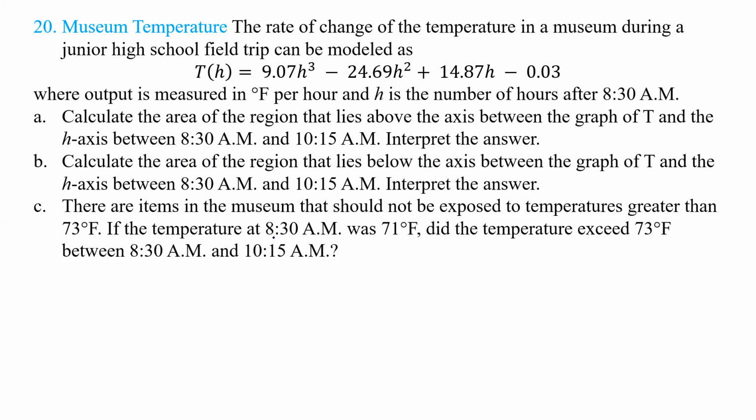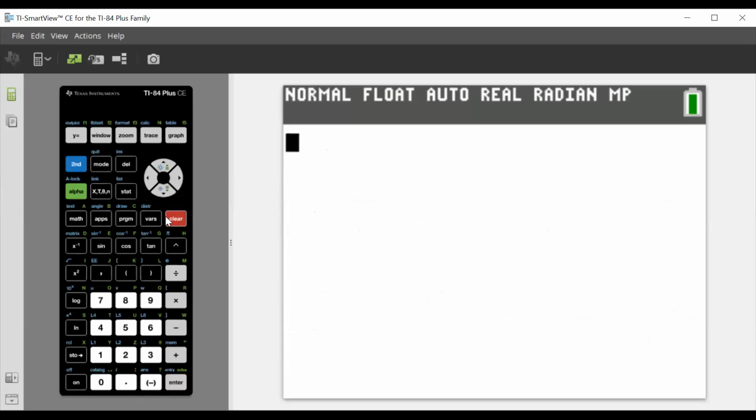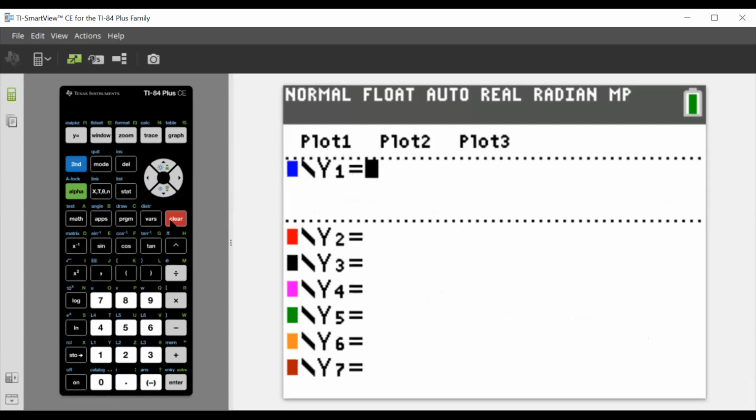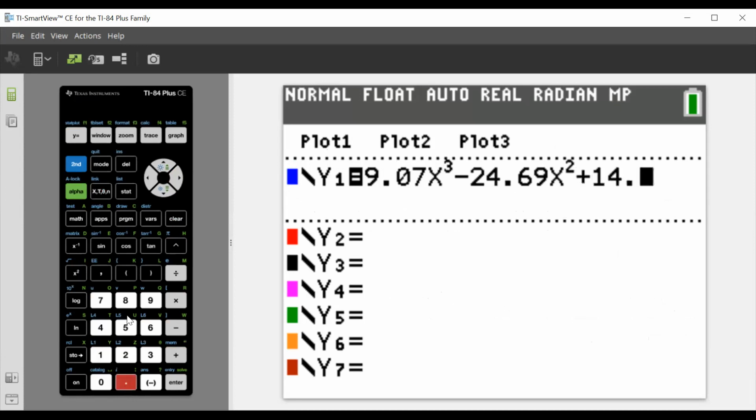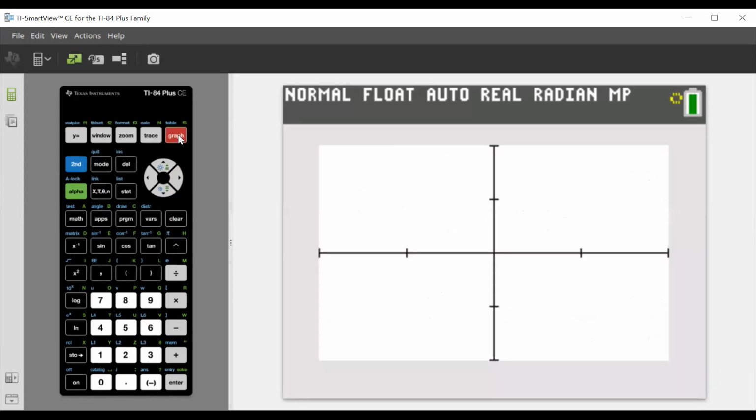All right, so what all do we need to do? Well, we need to probably graph this and see what it looks like. So let's go do that first. And we'll use our calculator, clear that out. And so it was 9.07 x to the third, and then minus 24.69 x squared plus 14.87 x minus 0.03. Okay, and so what does that look like?